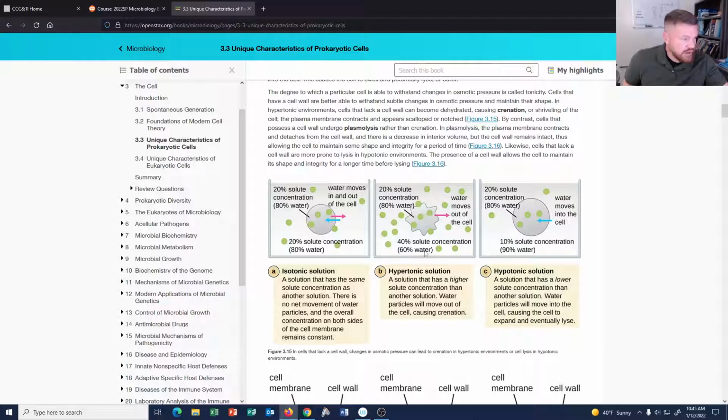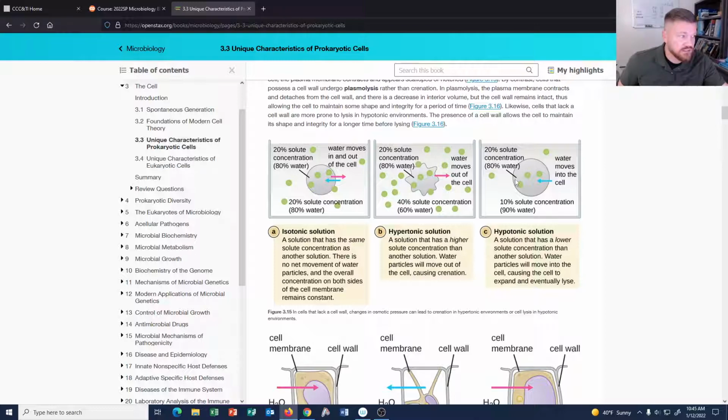If I put a cell into a hypertonic solution, so everything out here would be the hypertonic solution, water's going to flow outside of the cell, and the cell's going to shrink. If I put a cell into a hypotonic solution, water's going to move into the cell until one of two things happens. One, the cell ruptures because it just can't withstand the pressure, or two, the cell pushes against the cell wall to the point that more water can't go in. And so that's what's going to happen.